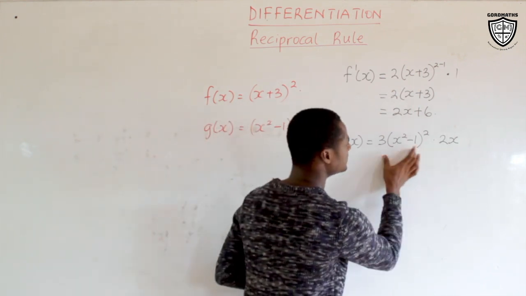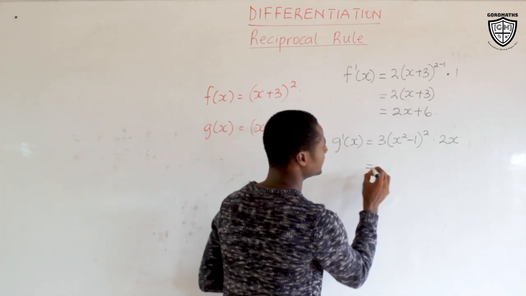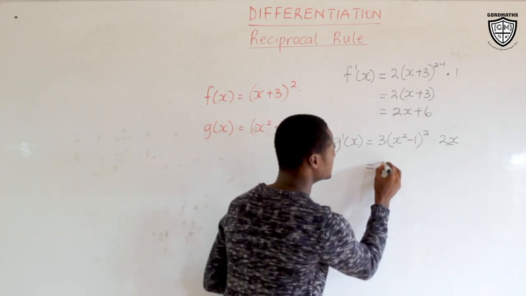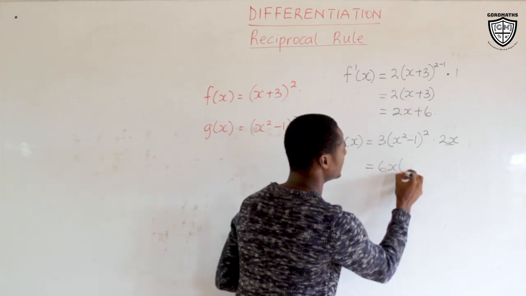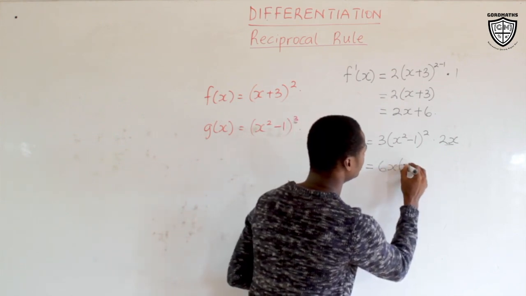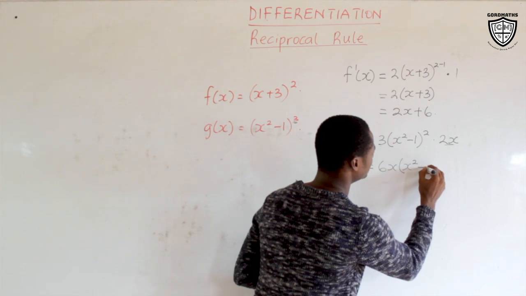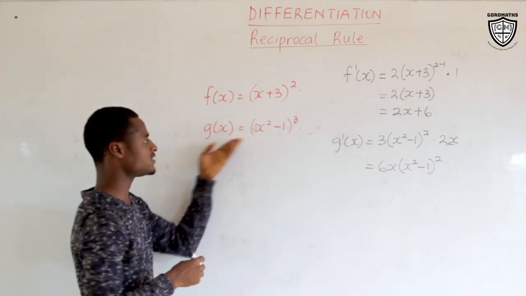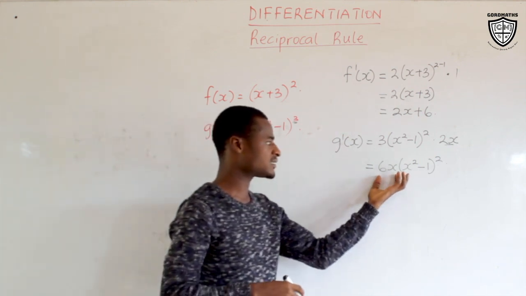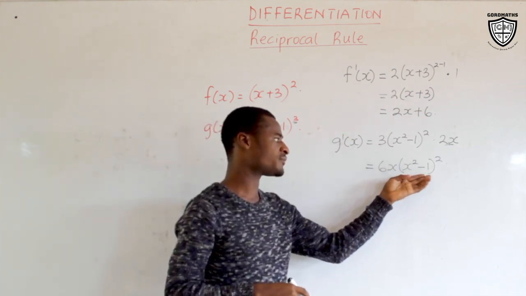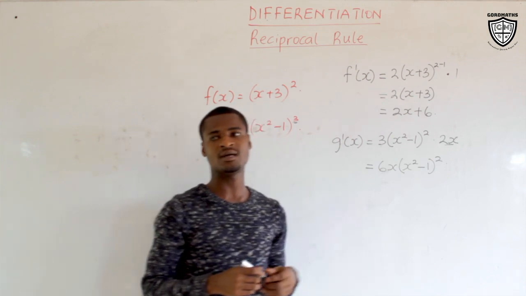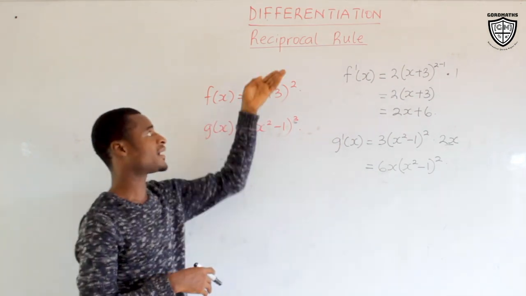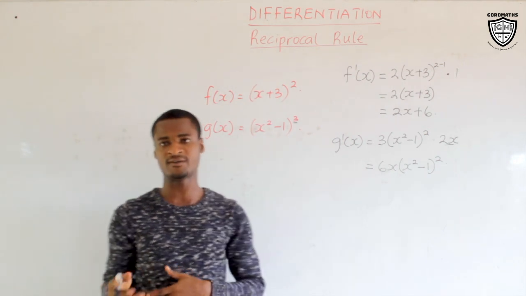So since these two are multiplying, we can multiply 3 by 2x, and that gives us 6x. Then we multiply that by the function in the bracket. So the derivative of the function g of x here is 6x in bracket x squared minus 1 all raised to the power 2. This is very useful in applying the reciprocal rule of differentiation.